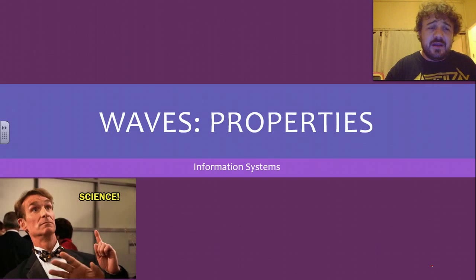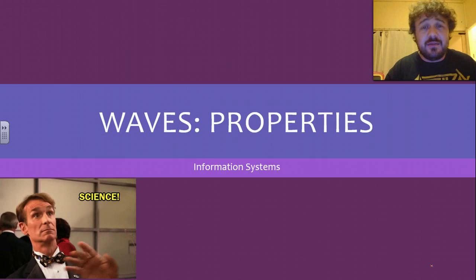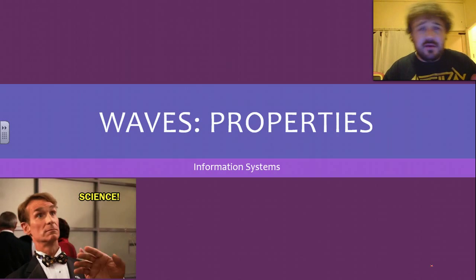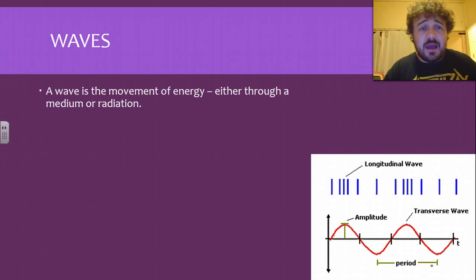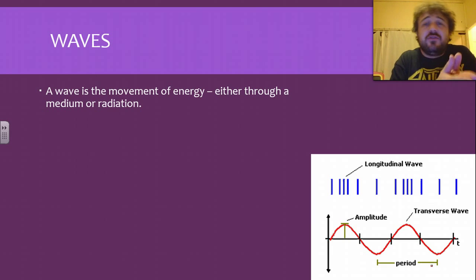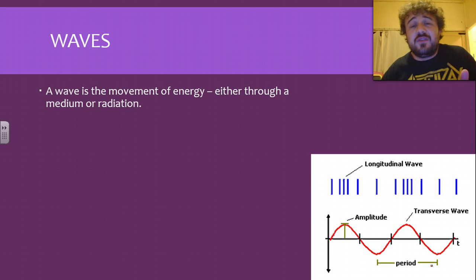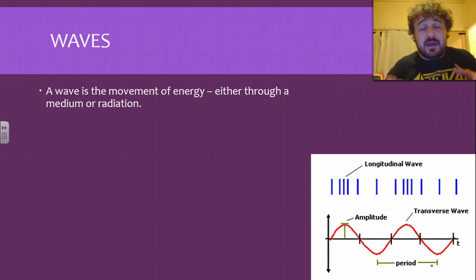So today we're going to talk about waves and the properties of these waves and how this makes them useful. First off, a wave is how energy moves from position A to position B. Again, the particles don't necessarily move so much, but the energy gets from A to B. It can go either through a medium or radiation, so it can either go through a vacuum or by vibrating particles, depending on what we're talking about.